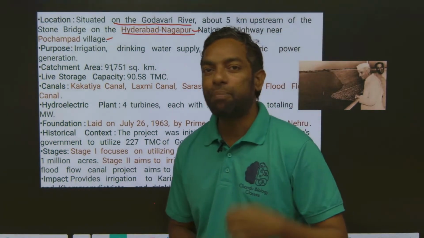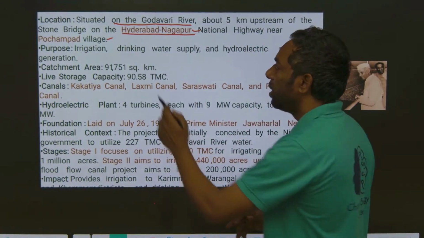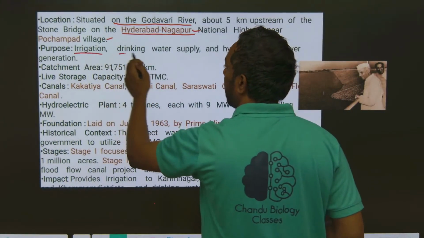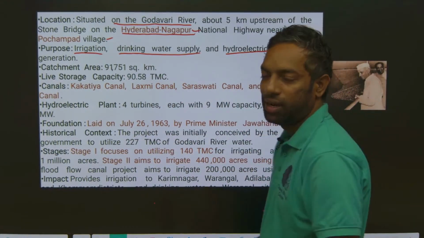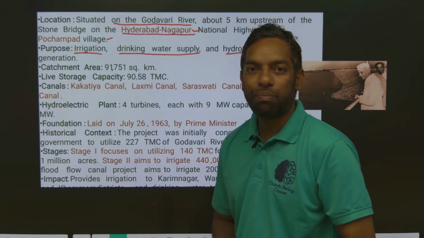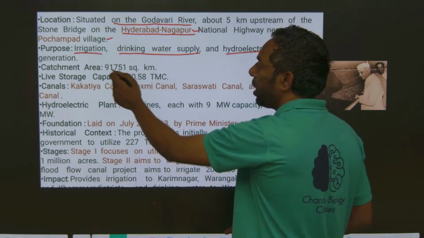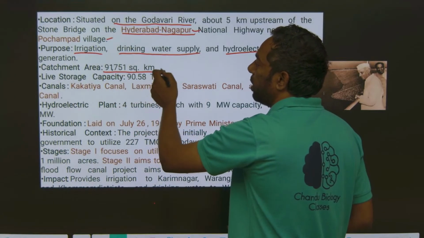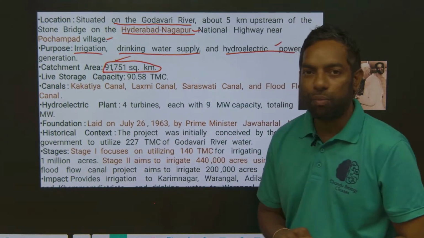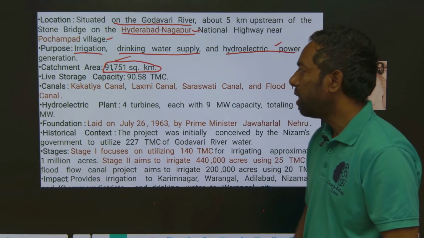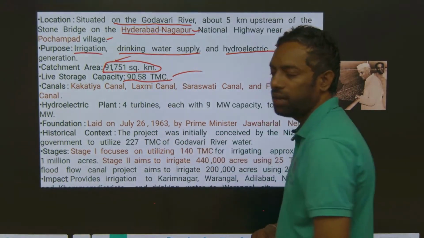They can ask you the purpose of the project, whether it is irrigation or drinking. The purpose is irrigation, drinking water supply and hydroelectric power generation. Three purposes, multi-purpose. Area covered is 91,751 square kilometers. This is important.